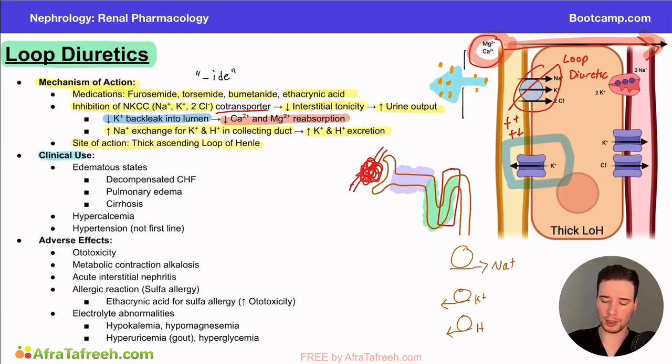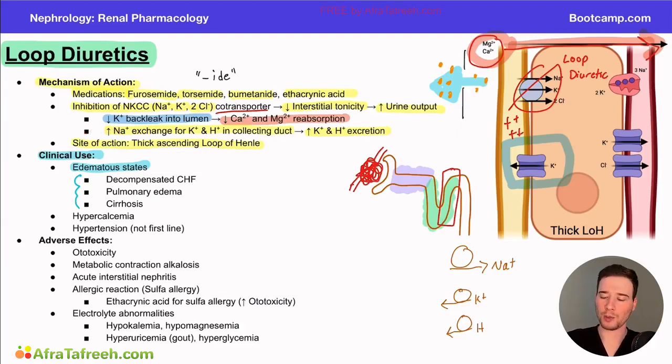Now, moving on to our clinical use. This is most commonly used in edematous states. What do I mean by that? I mean things such as decompensated congestive heart failure, pulmonary edema, or cirrhosis. The primary thing these have in common is that we're trying to offload fluid. These all have too much fluid in the body. We're seeing edema in the body for various reasons.